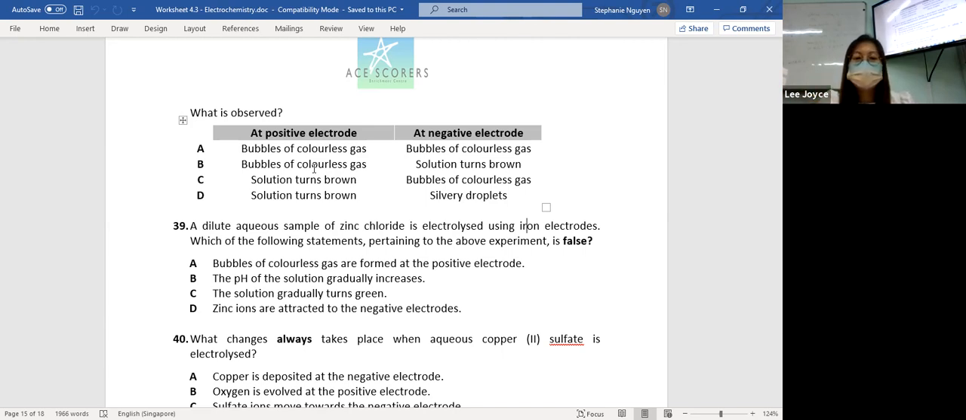Okay, then the zinc ions are attracted to the negative electrode. So why is that true? Because the zinc ion is a positive ion. They will be attracted to the cathode. Now, this will only happen when the H+ ions are fully discharged. Then you will have the Zn2+ ions discharged in the end. Right?